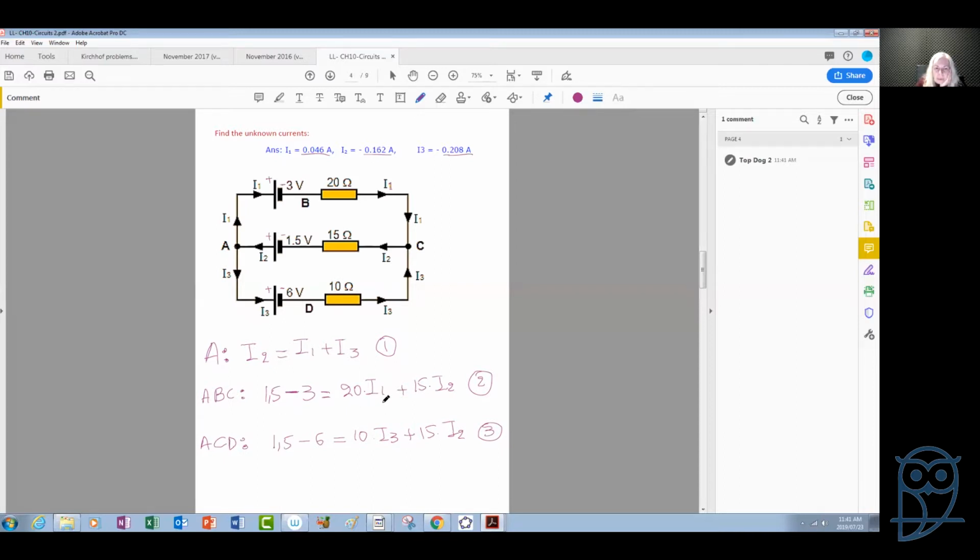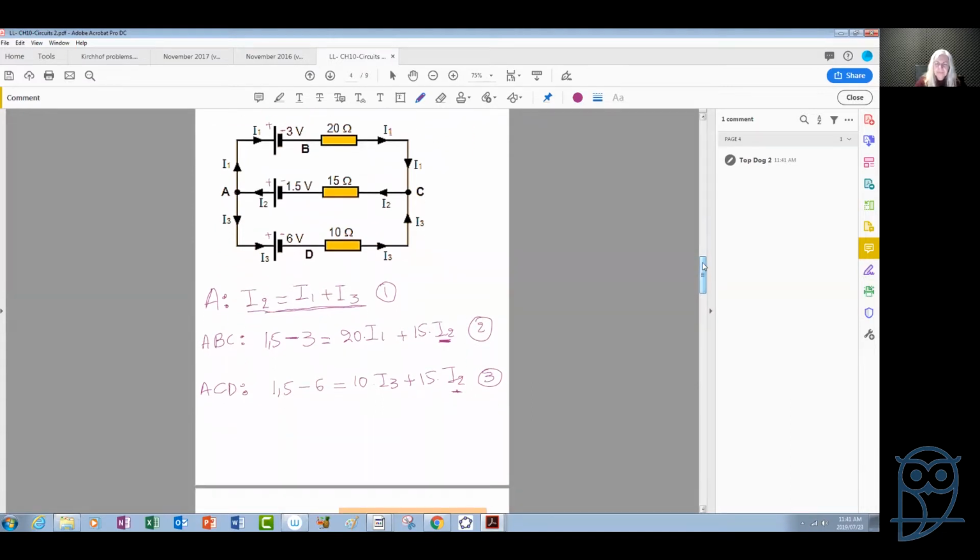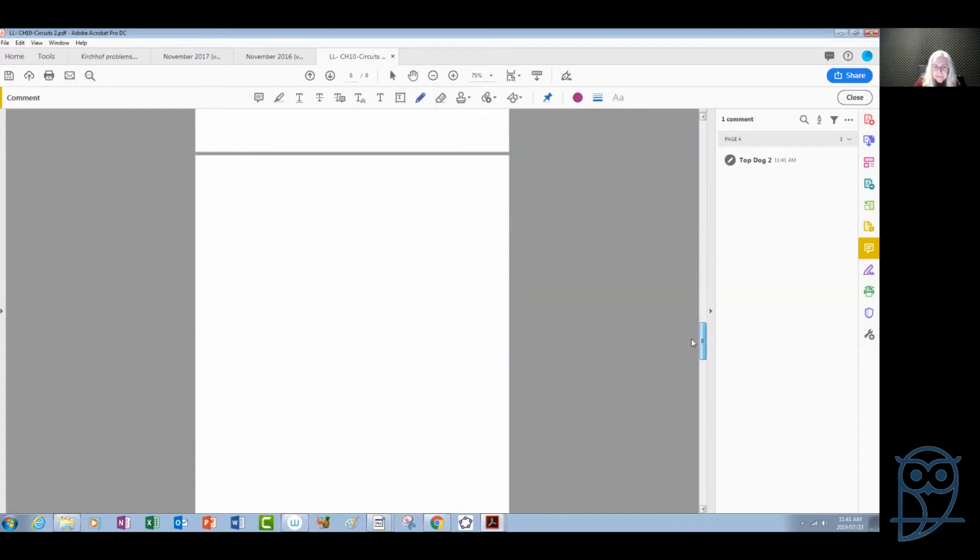Okay, so what do we need to do? Let's say that we replace the I2 in both equations with I1 plus I3 from the first equation. Let me find some clean space here. Okay, let me write the equations again. What was the first one? I2 is I1 plus I3.